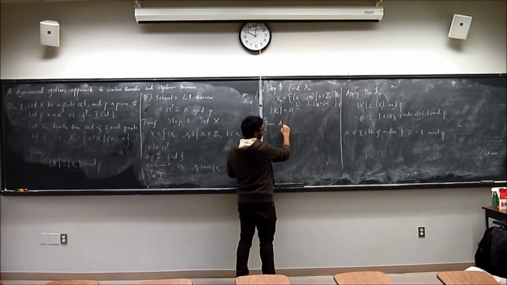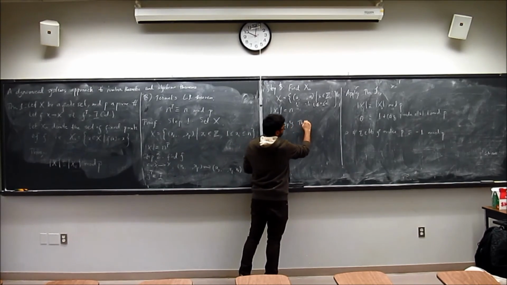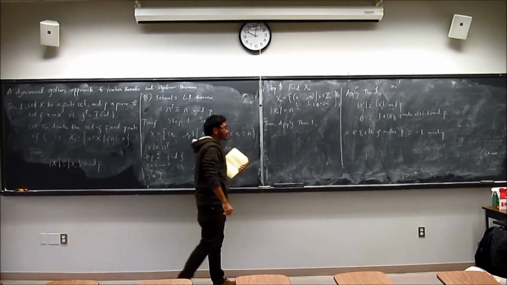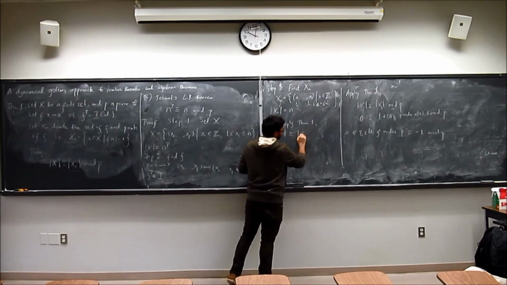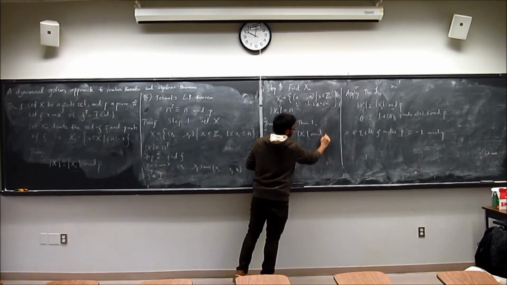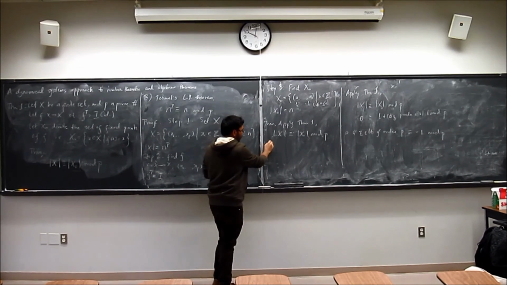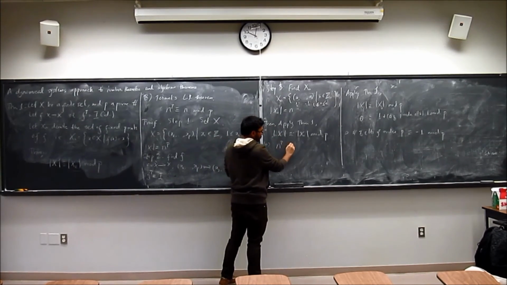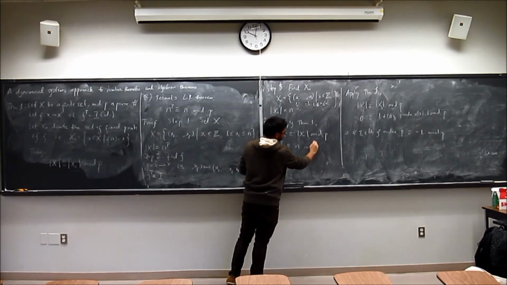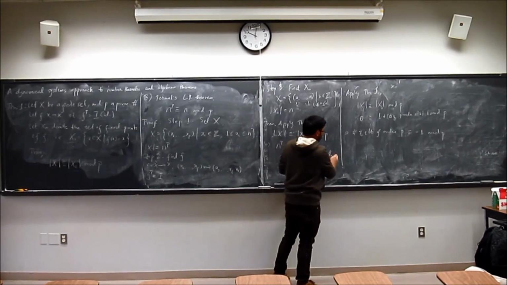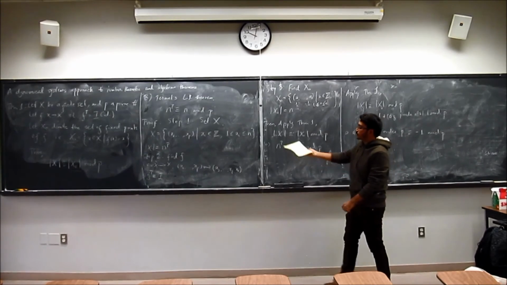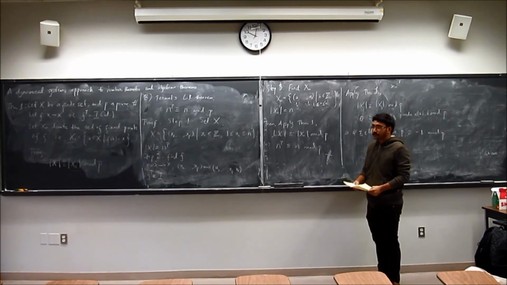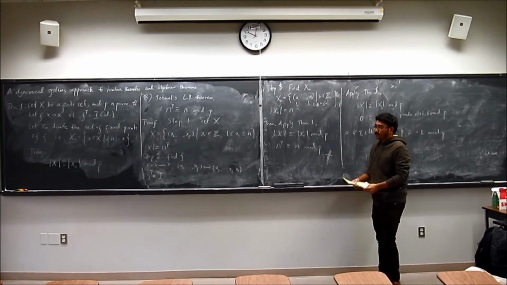Then again, apply theorem 1, you get that the size of X is congruent to the size of X naught mod p, which is basically saying that n to the p is congruent to n mod p. So that proves Fermat's theorem as well. Yeah, that's Fermat's.